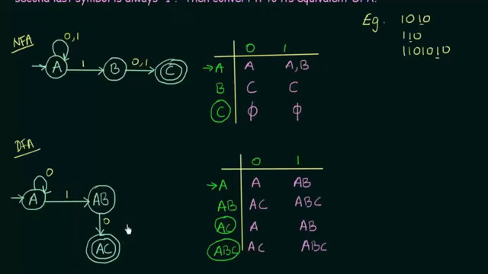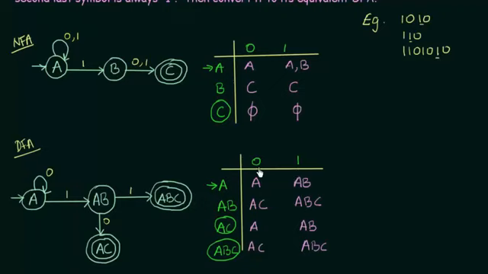Now AB on getting input 1, where does it go? It goes to state ABC. So here I'll make another state called ABC. ABC also is a final state, so I put 2 circles around this ABC. So AB goes to ABC on getting input 1. Alright, now let's check for state AC.